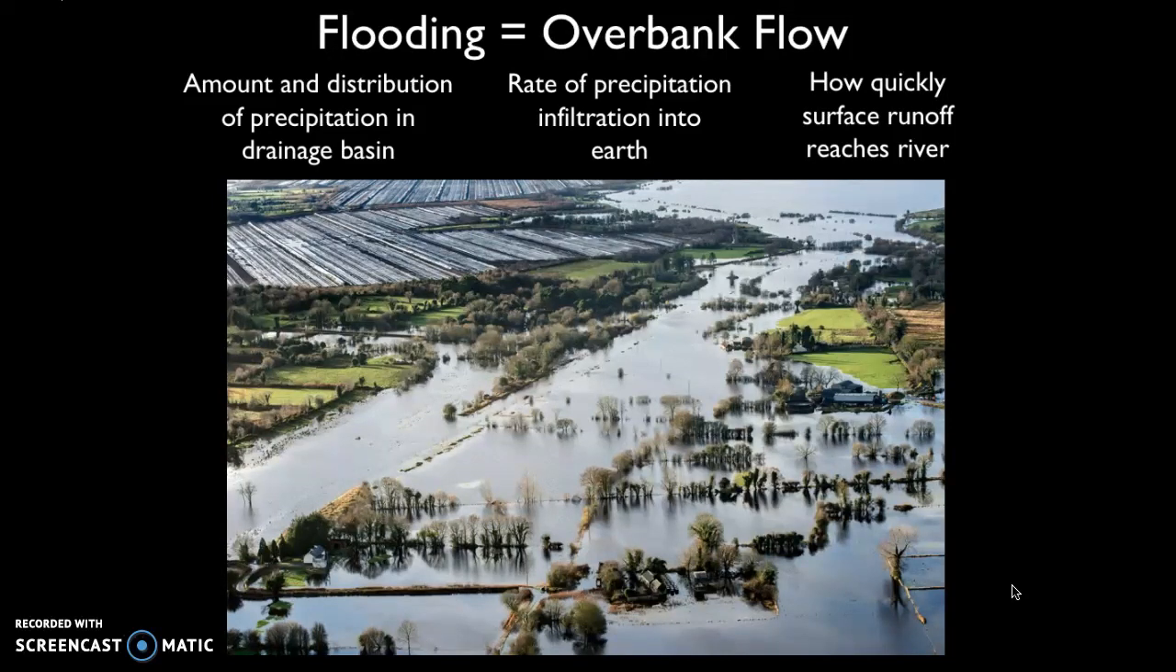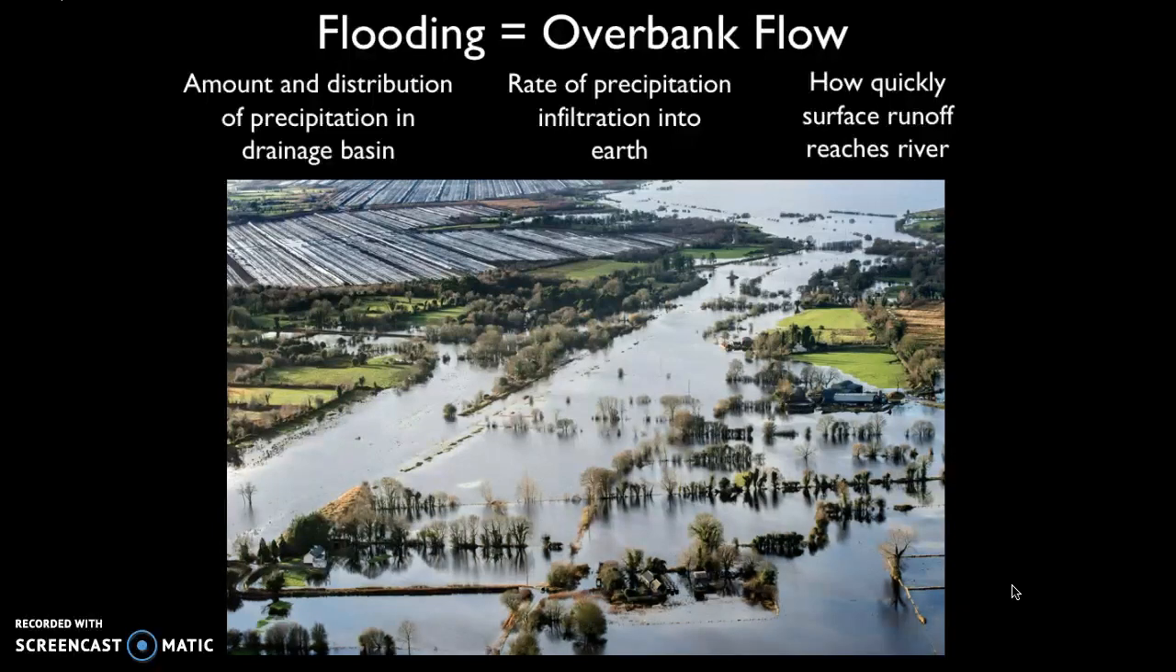So flooding is otherwise known as overbank flow. The bank is going to be those sides confining the stream, so it's flow that happens over those banks. This flooding is going to be a function of three different things. The first is the amount and distribution of precipitation into that drainage basin. Remember, the drainage basin is the area where any water that falls within it is eventually going to coalesce into the same stream.